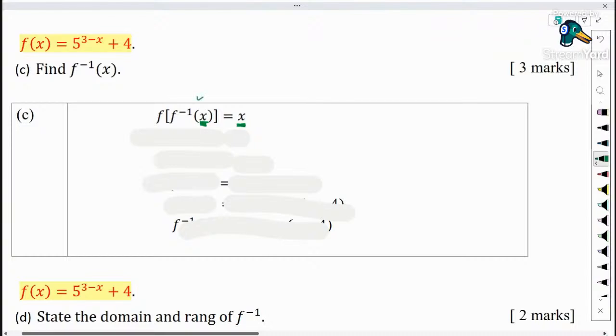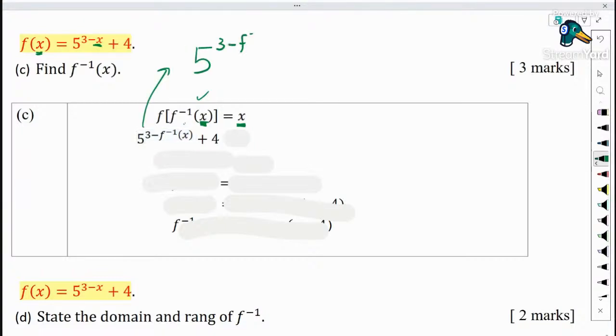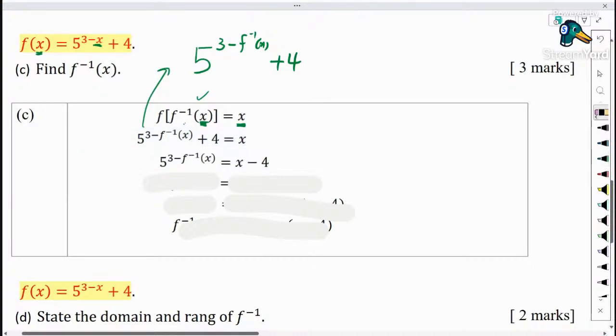Then the meaning of this calculation is that we substitute the inverse function into function f, for whichever position you have x. So as a result, I have 5 to the power of 3 minus f inverse plus 4. This term here may not look very clear in the typing. It's actually 5 to the power of 3 minus f inverse, plus 4. Then it equals x. Rearrange the terms so that I have the inverse on one side, the rest on the other. So this is the result I have. I minus 4 on both sides.